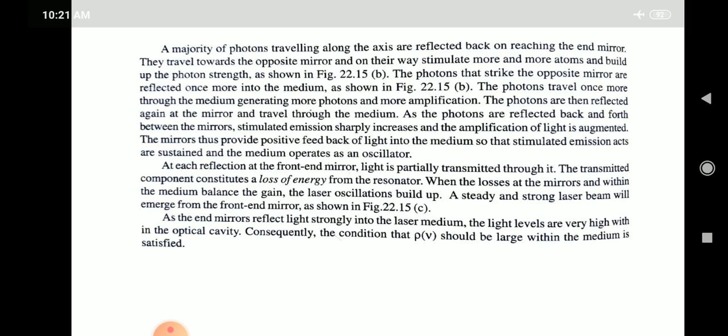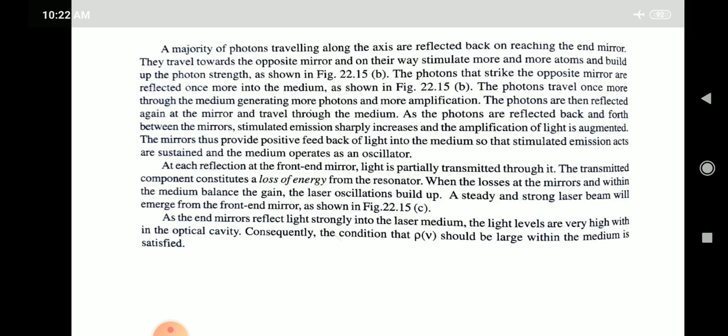The majority of the photons traveling along the axis are reflected back on reaching the end mirror. They travel towards the opposite mirror and on their way stimulate more and more atoms and build up a strong photon strength, as shown in the figure. The photons that strike the opposite mirror are reflected once more into the medium. The photons travel once more through the medium, generating more photons and more amplification. The photons are then reflected again at the mirror and travel through the medium.